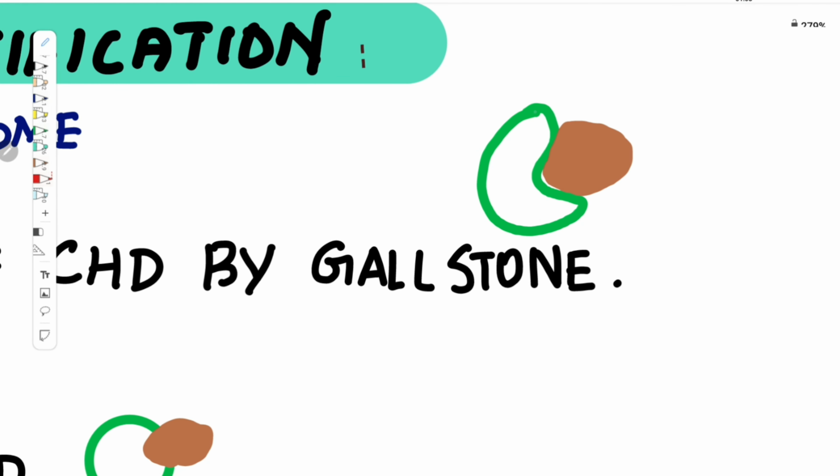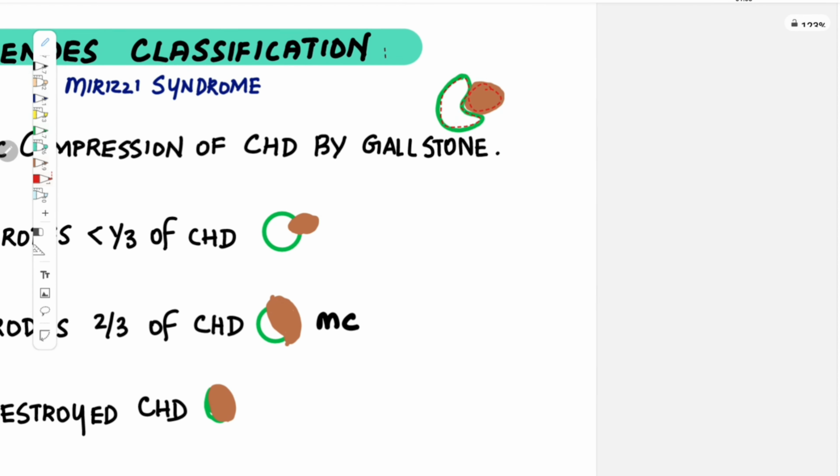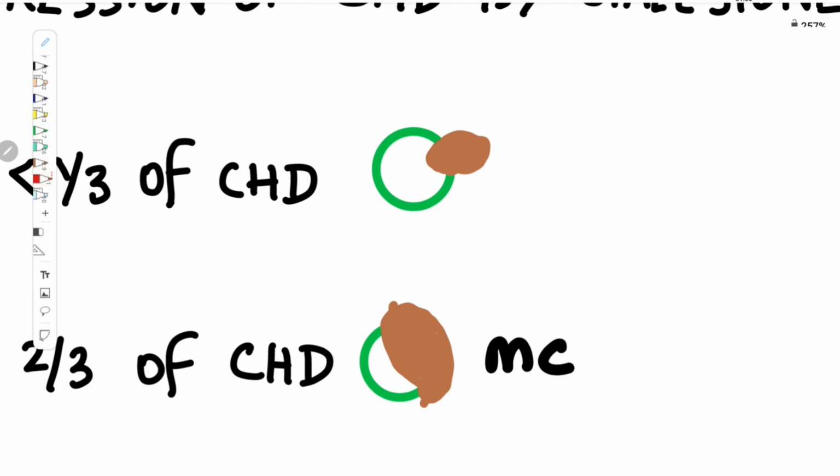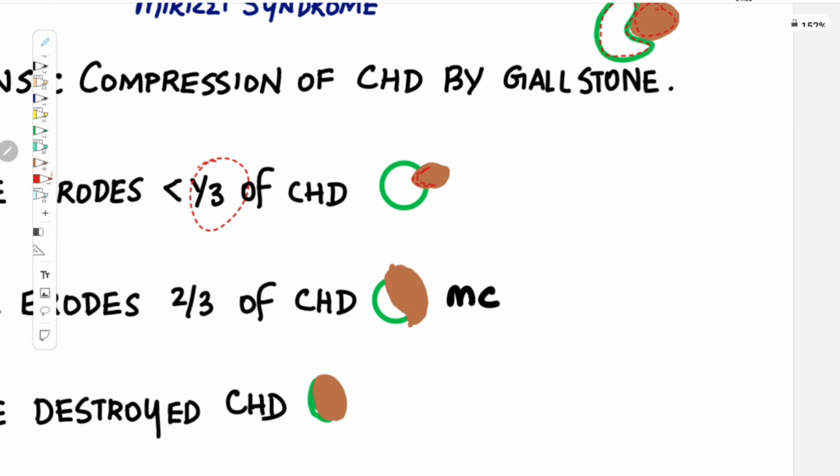So this is the cross section of the common hepatic duct and the gallstone. In type 1, there is extrinsic compression of the common hepatic duct by the gallstone. So the gallstone is compressing the CHD. In type 2, it has started invading the wall of the common hepatic duct. And this invasion is involving less than 1/3 of the common hepatic duct.